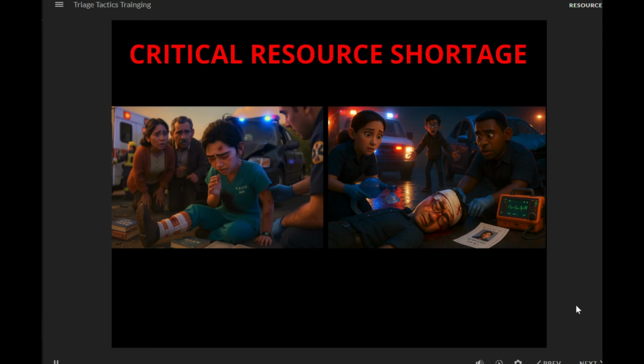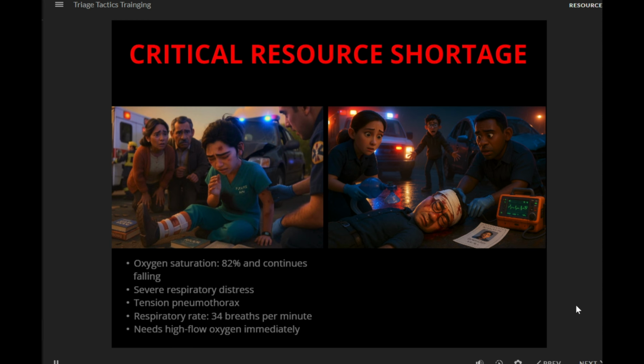You've successfully re-triaged all 3 patients. Sarah's shock symptoms are being monitored, but Maria and Robert both require immediate oxygen support to survive. Look at your screen. On the left, Maria Santos. Her oxygen saturation has dropped to 82% and continues falling. She's in severe respiratory distress from her tension pneumothorax, breathing 34 times per minute. She needs high-flow oxygen immediately.